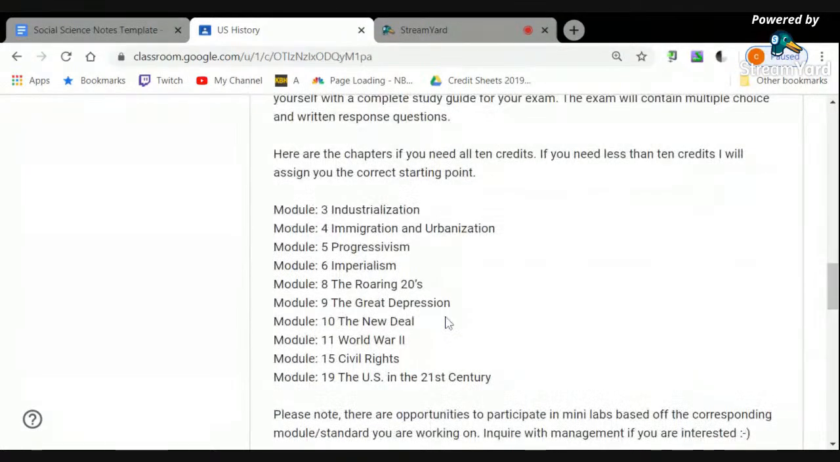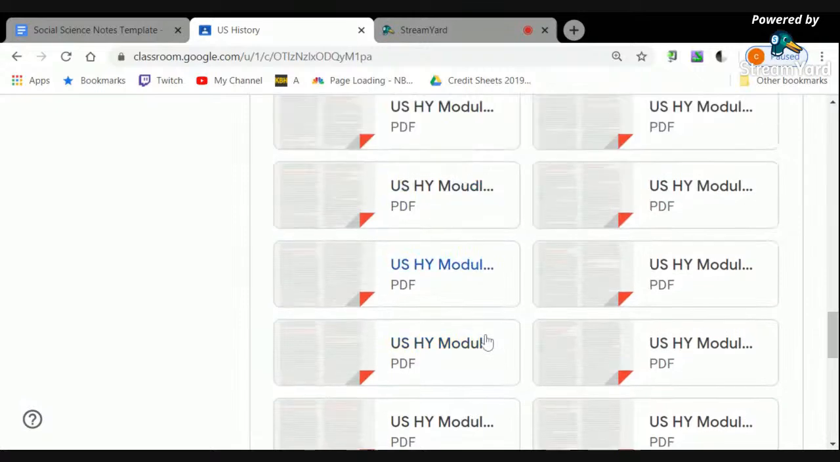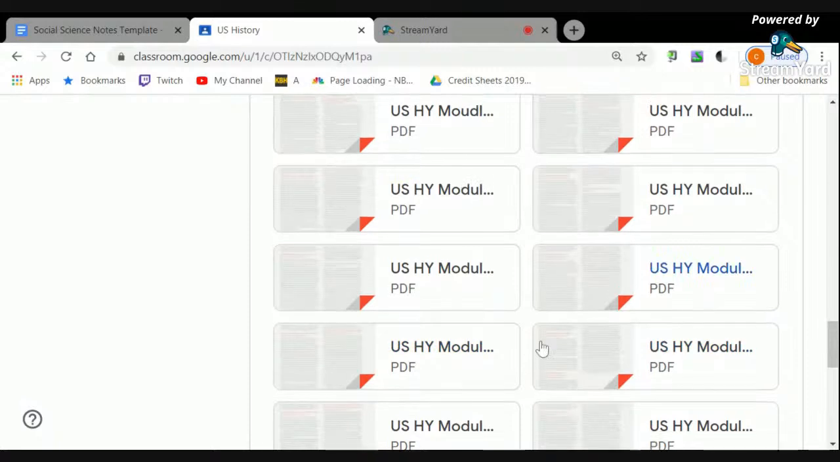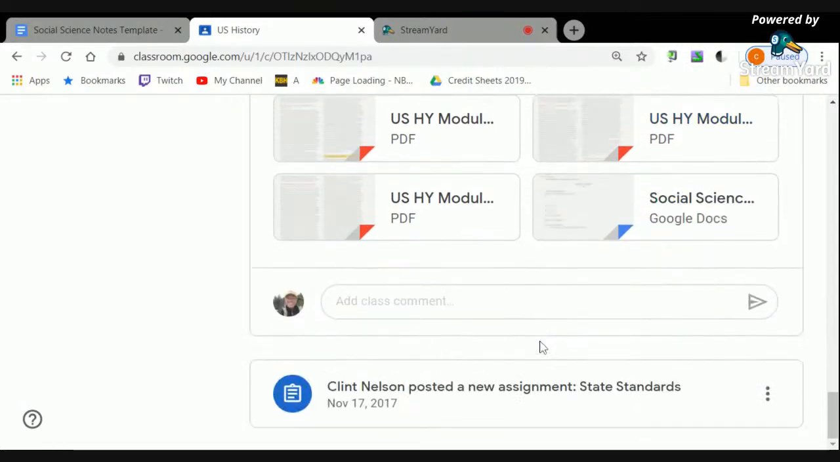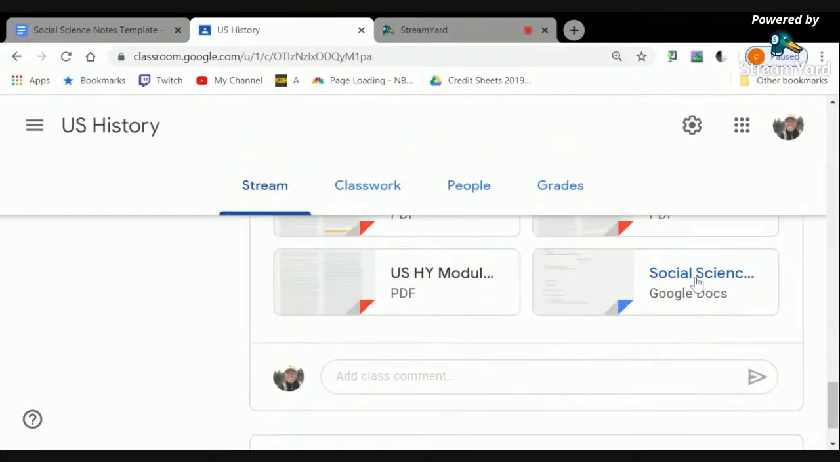This is also going to show you what modules you need to do, the module 3, 4, 5, 6, 8, 9, 10, 11. So you're not going to do all just 1 through 10. We've broken these up into essential chapters. And then you can see down below you have the actual modules themselves. And then you also have a template to take notes.